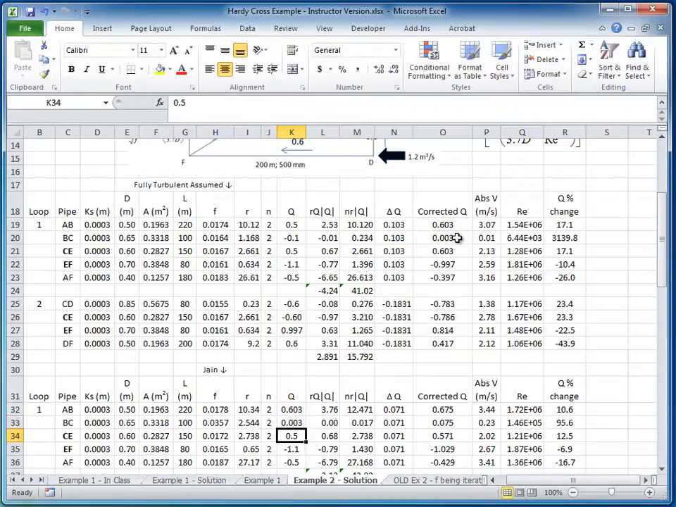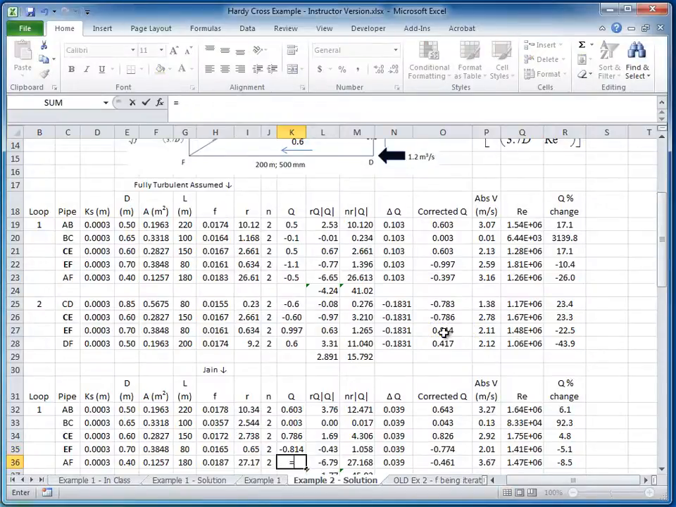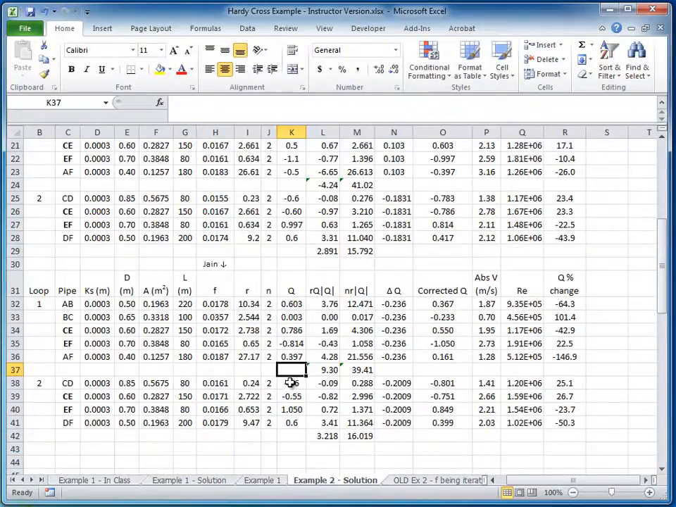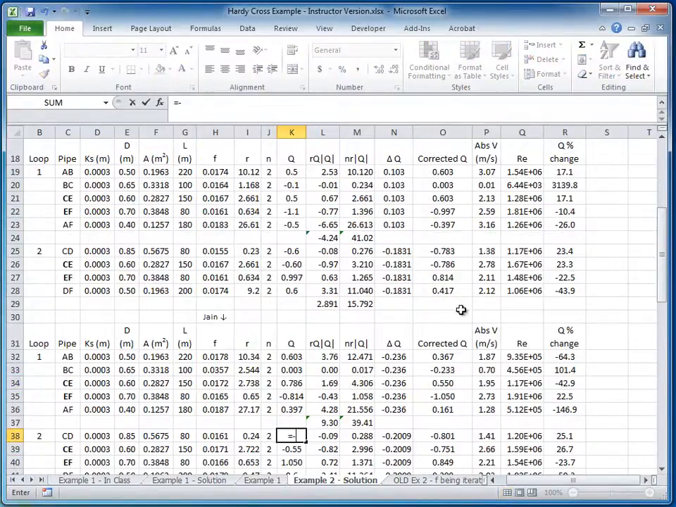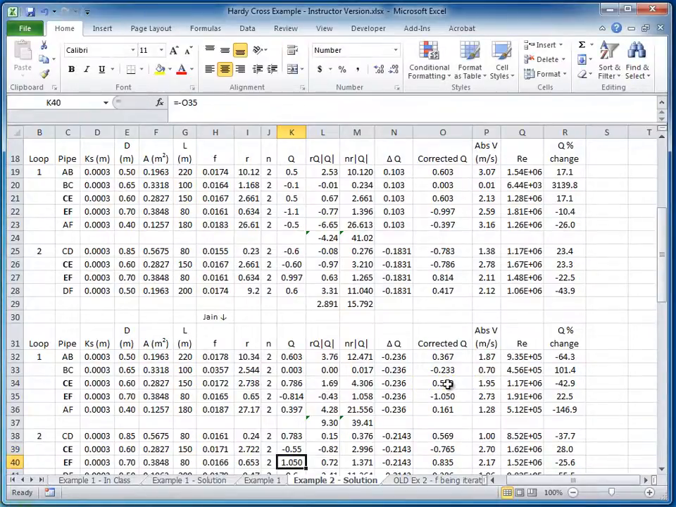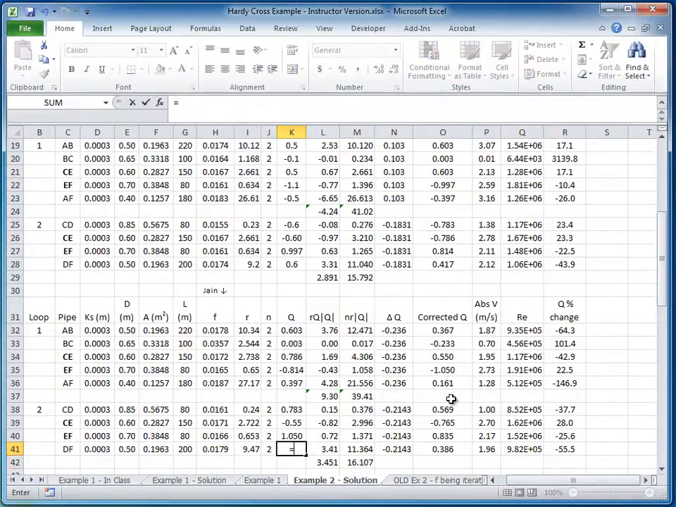Most recent CE equals negative of that flow rate, because that's one of my common pipes, as is this EF. And then the most recent AF is from here. I need to go down, and the most recent CD will be that one. CE equals negative of this corrected flow rate, equals negative EF, and equals the most recent DF, which is here.